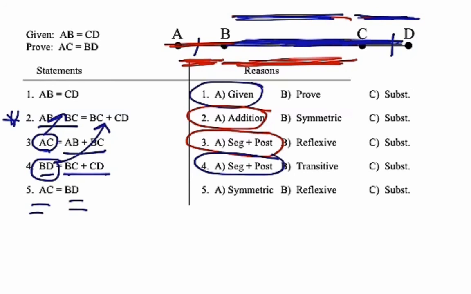Well, I replaced things in another equation, so it's not the symmetric, that just flips things around, and it's not the reflexive, that just says A equals A or B equals B. I replaced things. That would be the substitution property, would justify why it's okay to say that AC is equal to BD.